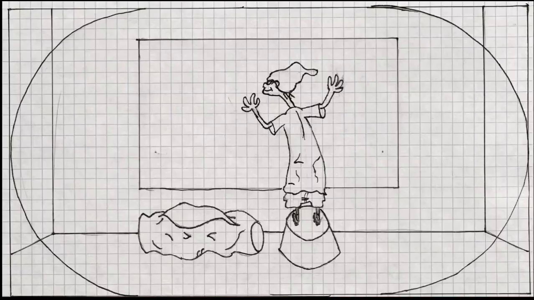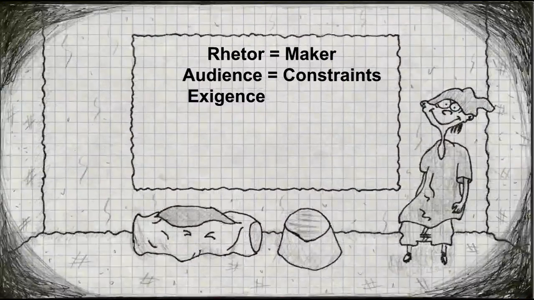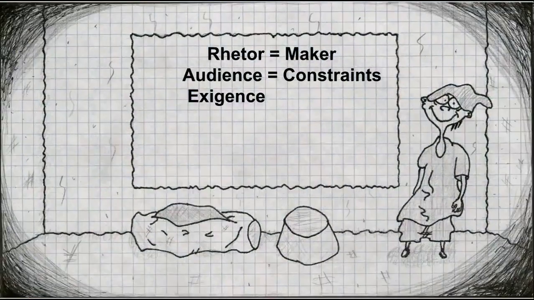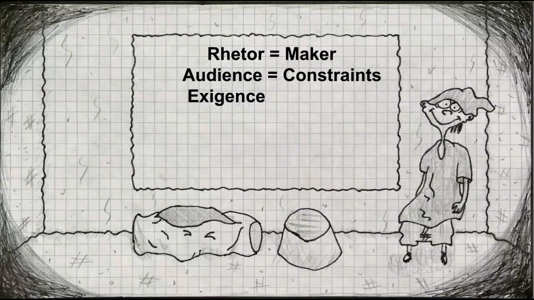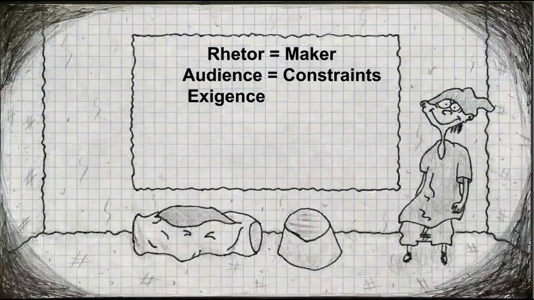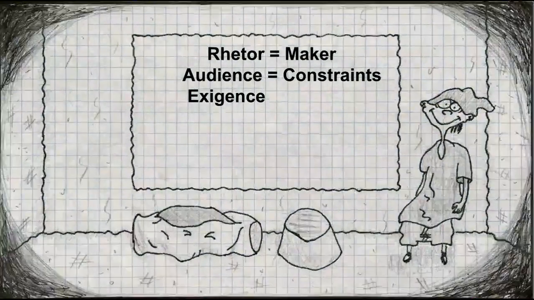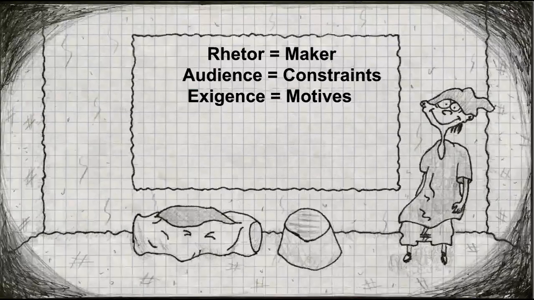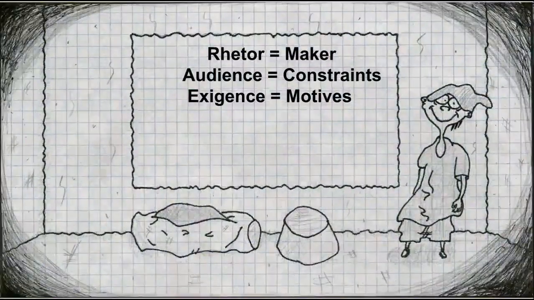Now here's a fancy word. Exigence. It's basically asking why write? Asking why is the most basic of deep skills. It's asking what is this about? Why do we need to talk or write about it? What are we trying to do? Simply, what are the motives of writing or reading?